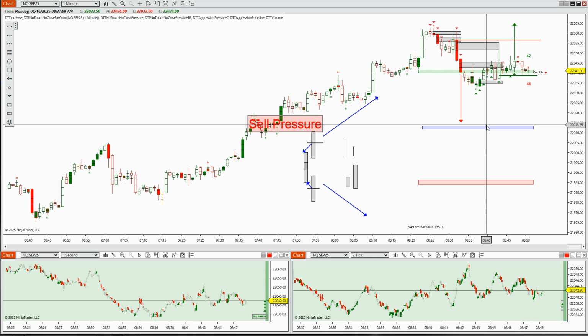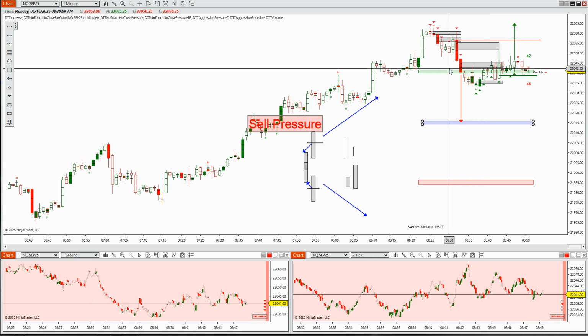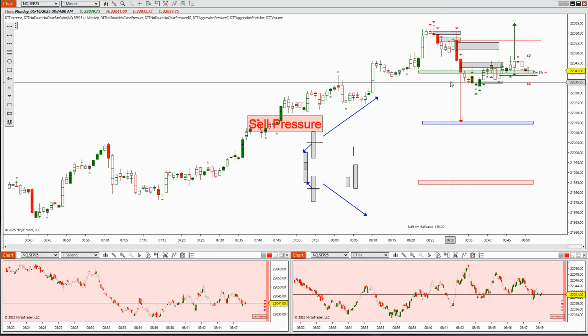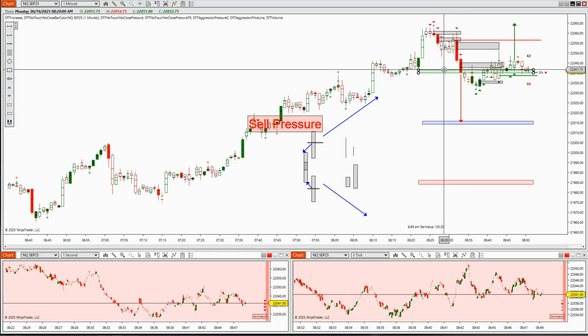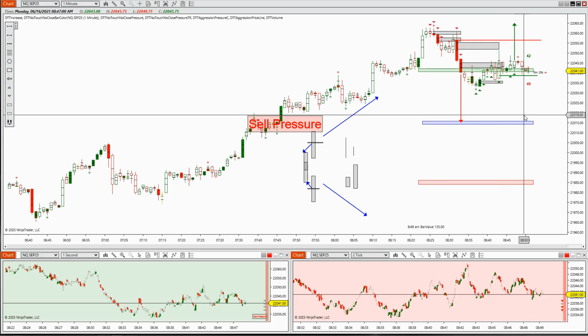All right, so the center of the trend, it didn't move too much. I'll just adjust it just a hair. We're pretty much right in the same place, give or take. All right.